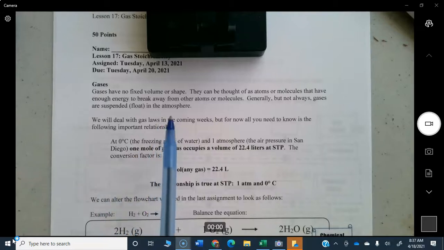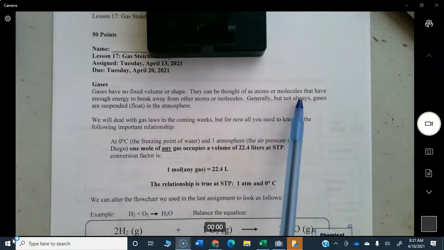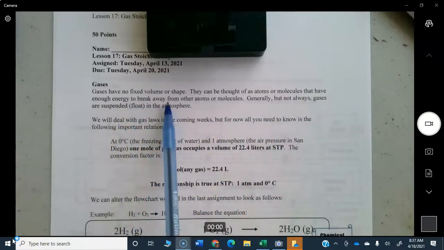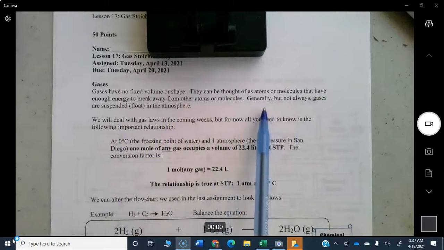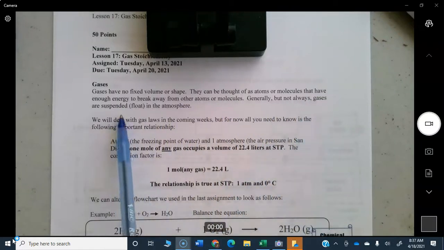Gases have no fixed volume or shape, so they're unattached atoms, molecules, ions. We just call them particles that are floating around and can move freely and do not attach to other particles. They can be thought of as atoms or molecules that have enough energy to break away from other atoms or molecules. Generally, but not always, gases are suspended, that is, they float in the atmosphere.